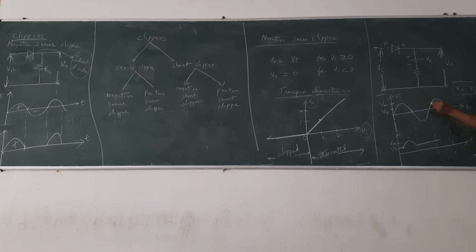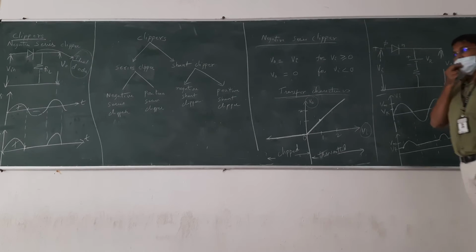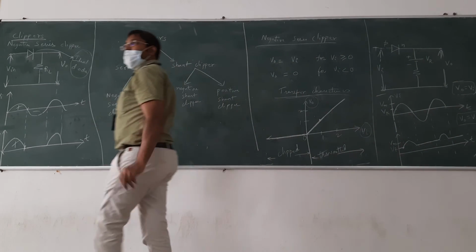Again here, input is going above Vr. Input going above Vr means V naught is equal to Vi. The same waveform we have to draw. So this is how we will get. Okay? Try to draw the transfer function.